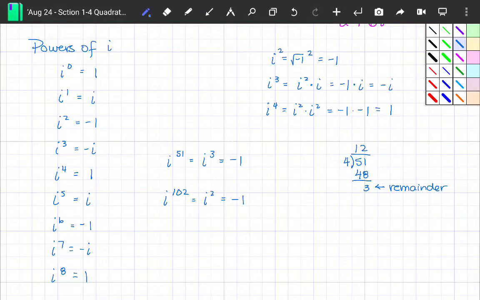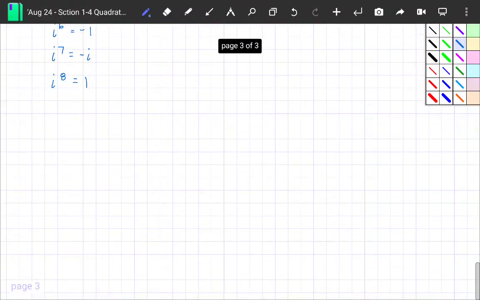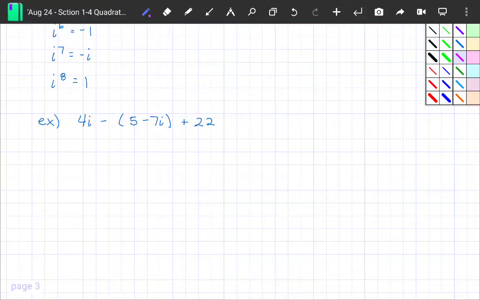Let's go ahead and look at adding and subtracting. Adding and subtracting is super easy. If you had, I'm just going to do this problem right here. Let's say 4i minus, we'll subtract this complex number, 5 minus 7i, and let's add this real number. And the beauty is, when you're adding and subtracting, it works just like variables. You don't even have to know anything about I. This could have been given in Algebra 1, or pre-algebra probably, when you were learning about combining like terms.